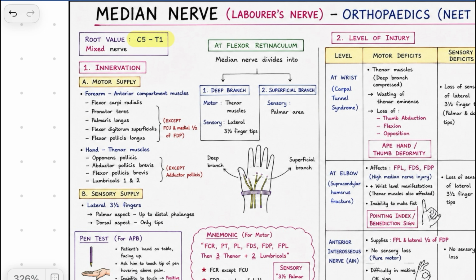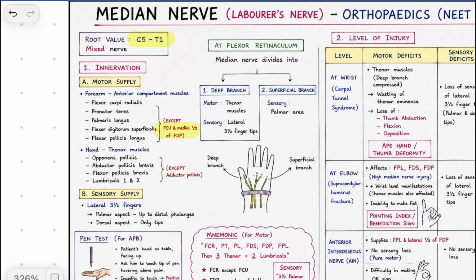Now you can't remember all these things, so it's simple. Just remember, except flexor carpi ulnaris and medial half of flexor digitorum profundus, all the flexor muscles are supplied by median nerve. This is what you have to remember here.